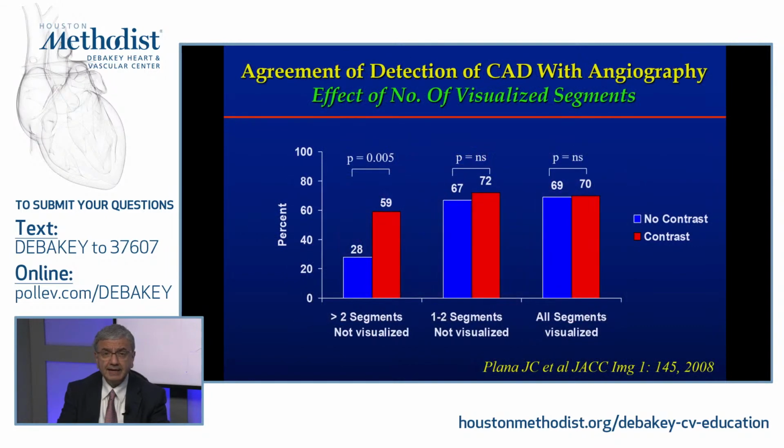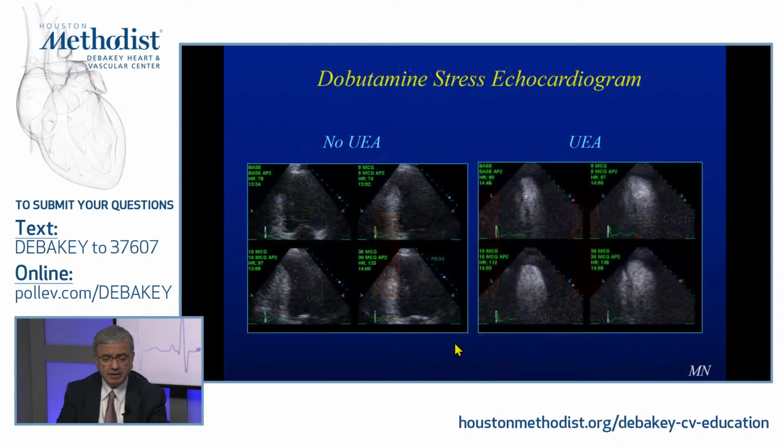Two, from a diagnostic accuracy standpoint compared to angiography, if you had 2 segments or more non-visualized, your accuracy without enhancing agents is really very poor. Concordance is much higher during enhancement. And if you were able to see the vast majority of the segments, either all or at most 1 or 2 segments, you're still able to get a very good diagnostic accuracy.